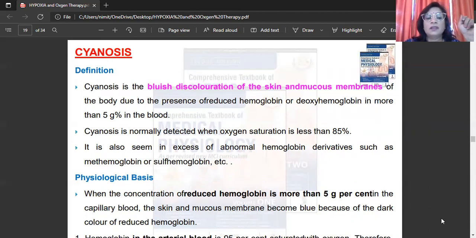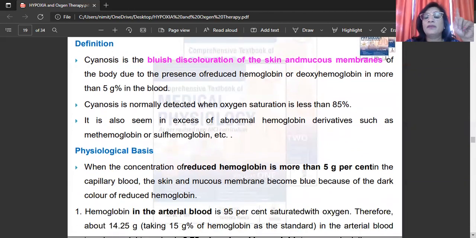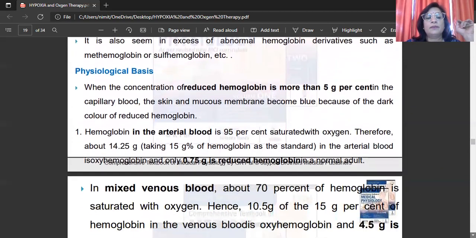Now, what is the physiological basis? When the concentration of reduced hemoglobin is more than 5 gram, how much? More than 5 gram percent, the capillary blood, the skin, and the mucous membrane become blue, because of the dark color of the reduced hemoglobin. So why do we see blue? Because of the dark color. Dark color of what, beta? Dark color of the reduced hemoglobin.